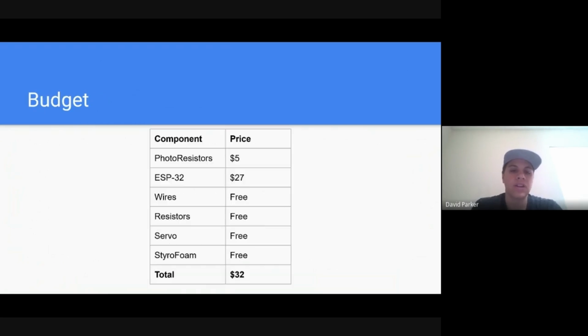For our budget, a lot of stuff was free, either from previous classes we had the components or from lab. The two things we had to buy were photoresistors, a pack of which was worth $5, and the ESP32, which was the microcontroller we used, and that was $27. This gave us a total of $32.